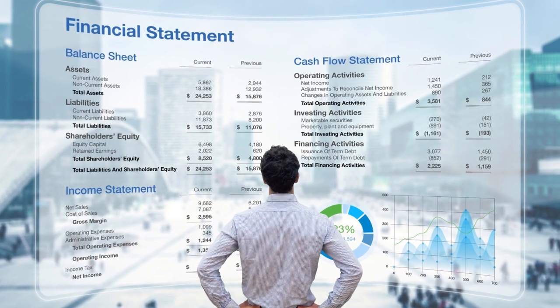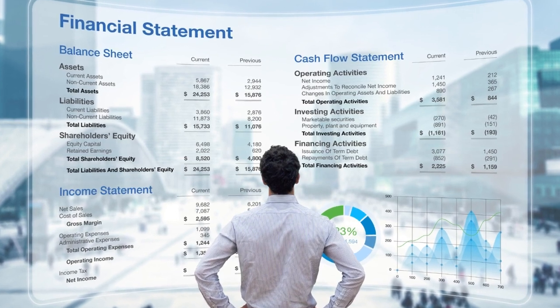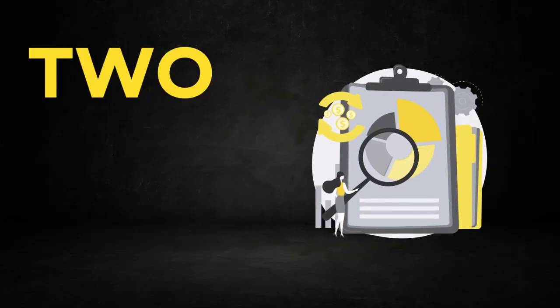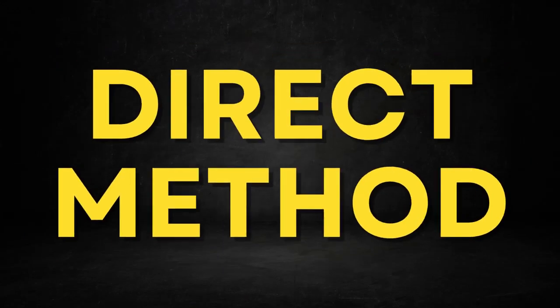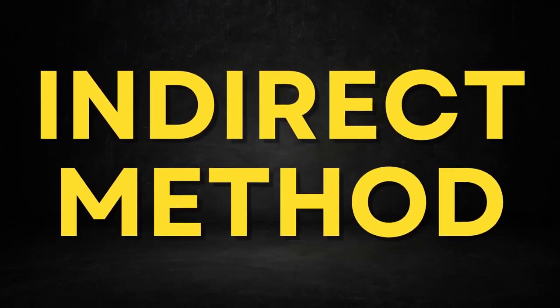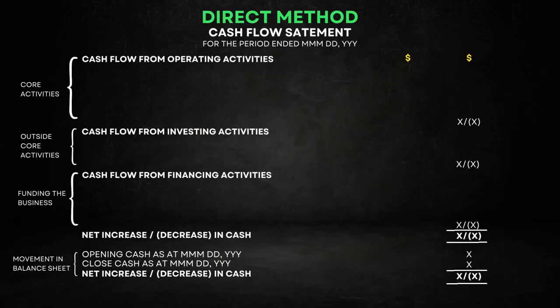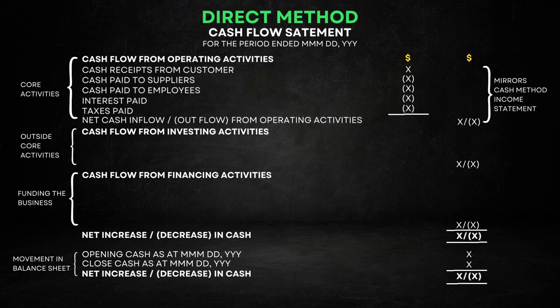Now that we have a solid grasp of the cash flow statement structure and purpose, let's explore the two methods used to create a detailed cash flow statement: the direct method and the indirect method. The direct method focuses on cash flow from operating activities and mirrors the income statement prepared under the cash method. It begins with cash receipts from customers, representing revenue, and deducts cash paid out to suppliers, employees, and other expenses.